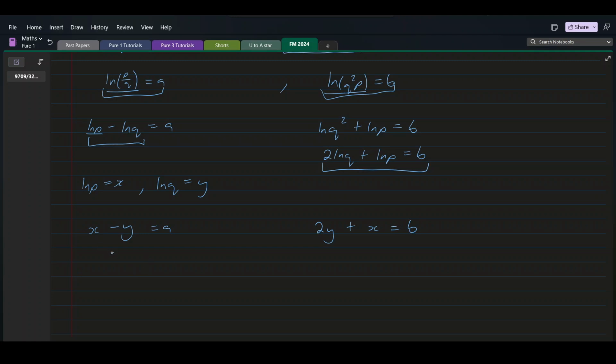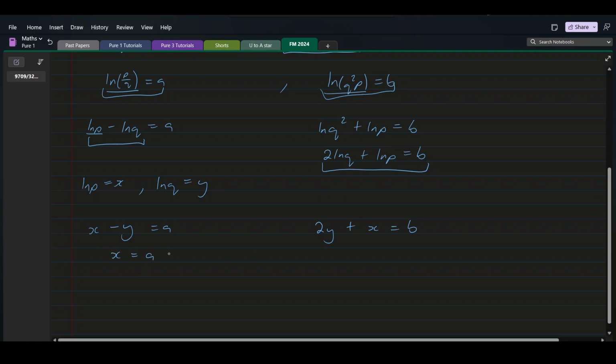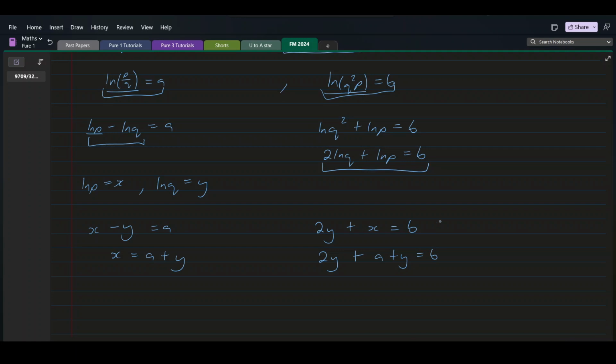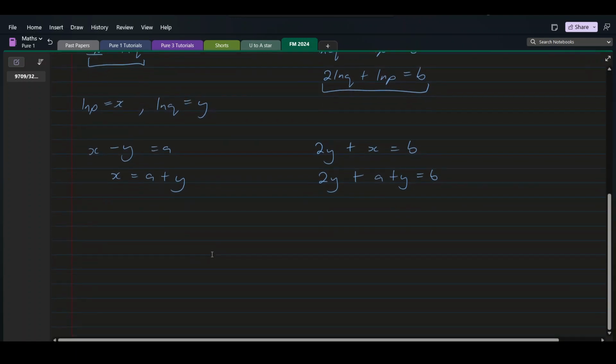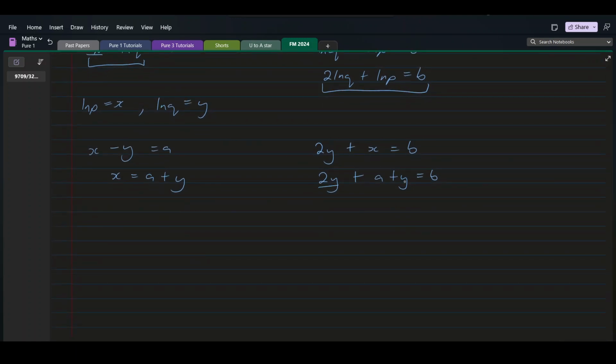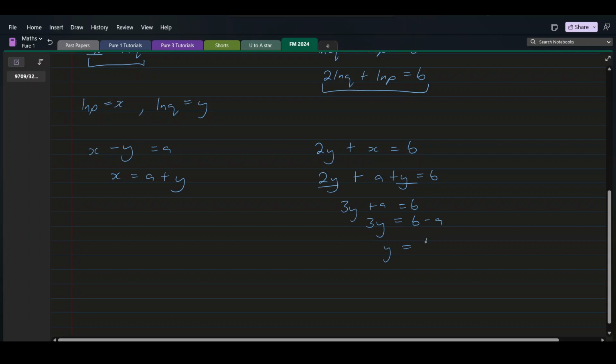Now we're going to make x the subject of the formula in our first equation. So that's a plus y, and let's substitute it into the second equation. So that's 2y plus x, where x is a plus y, and this is equal to b. Now let's simplify. 2y plus y gives us 3y plus a, and this is equal to b. Let's make y the subject of the formula. So 3y is equal to b minus a, y is equal to (b minus a) over 3.